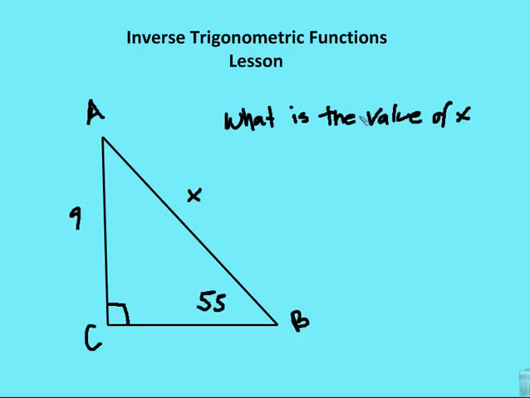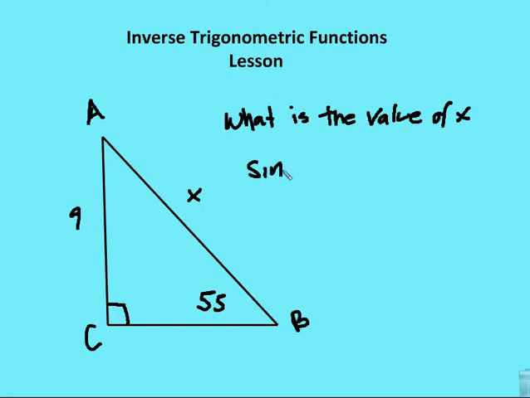So if we have a right triangle and we have an angle measure and we have one identified side length and one unidentified side length, we can use the relationships that we know in trigonometry to figure out what the value of the hypotenuse or the unknown side length is. So recall that the relationship for sine is going to be the opposite over the hypotenuse.